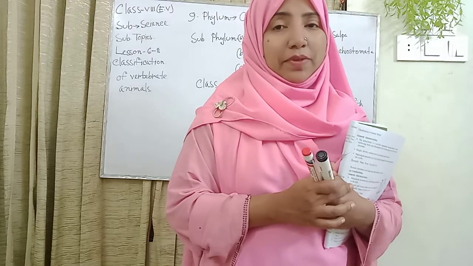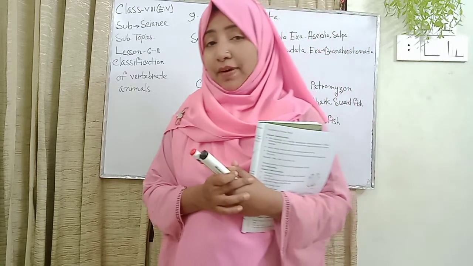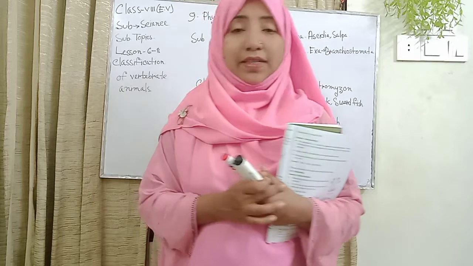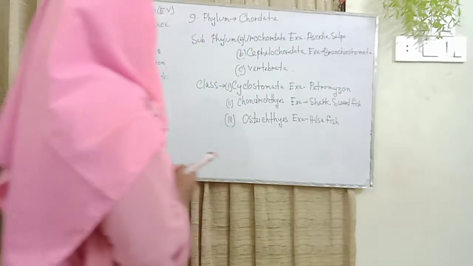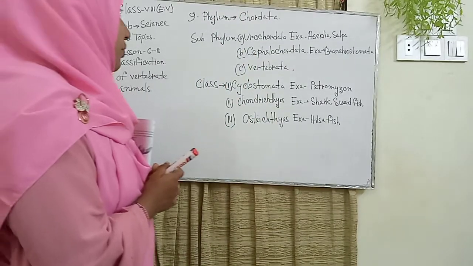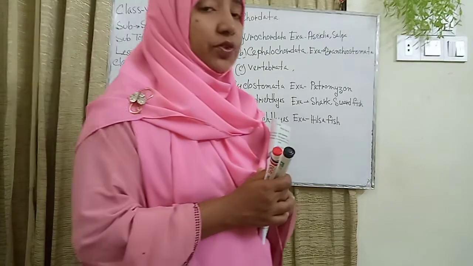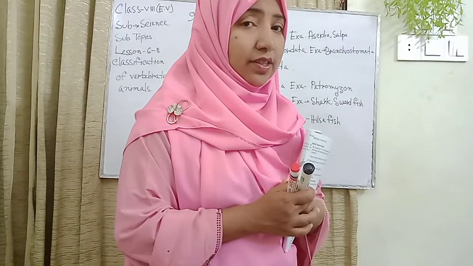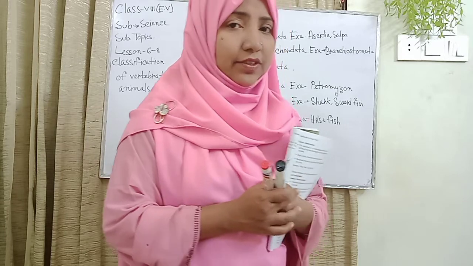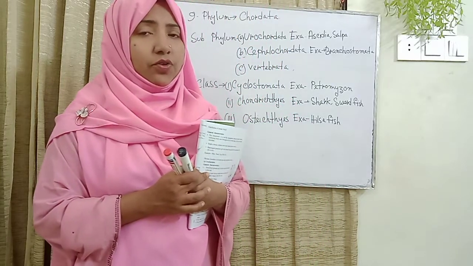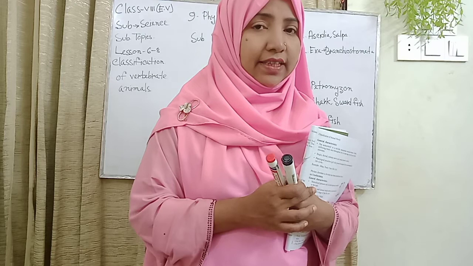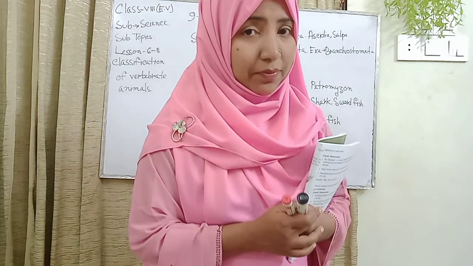Today our new topic is the vertebrate animals. Here are the vertebrate animals. We know the structure of the phylum Chordata. Here's the phylum and also the three categories, the three subphyla. One is the Urochordata, second is the Cephalochordata, and third is the Vertebrata.